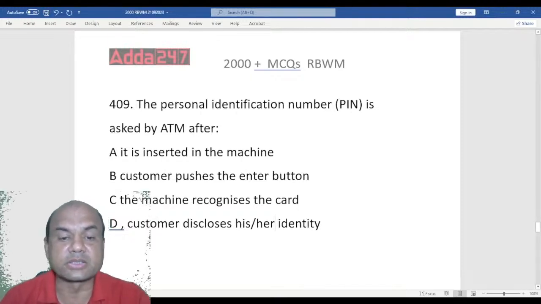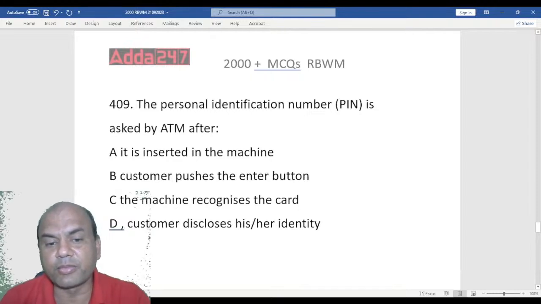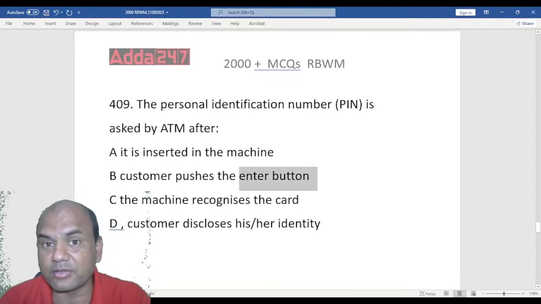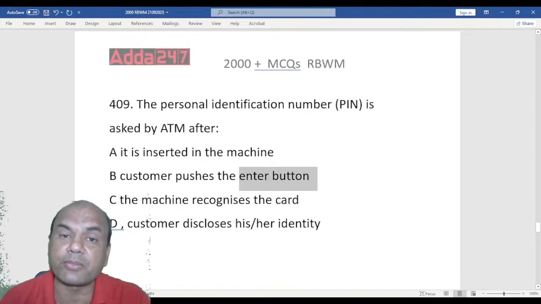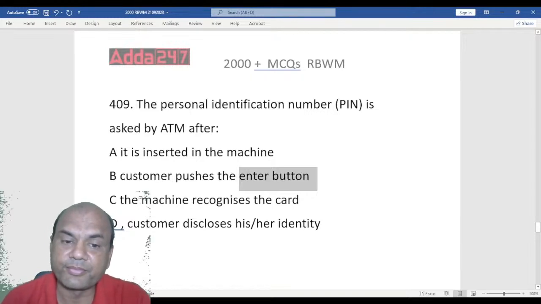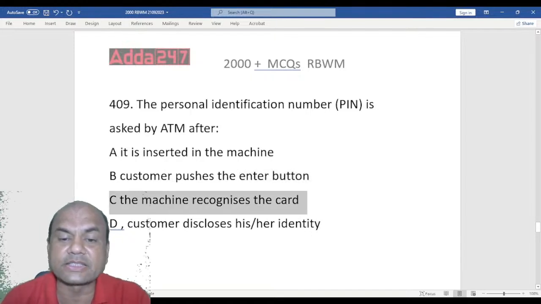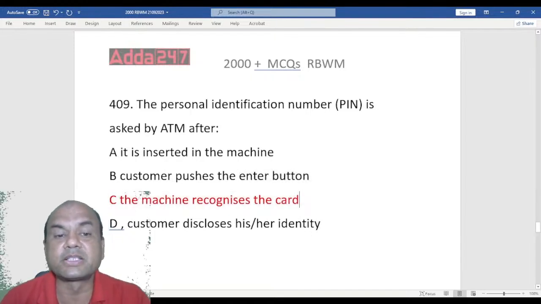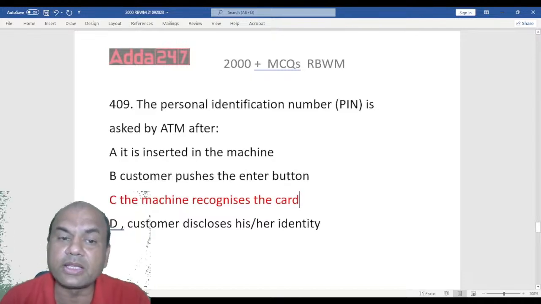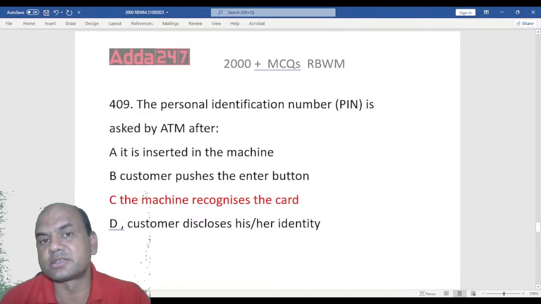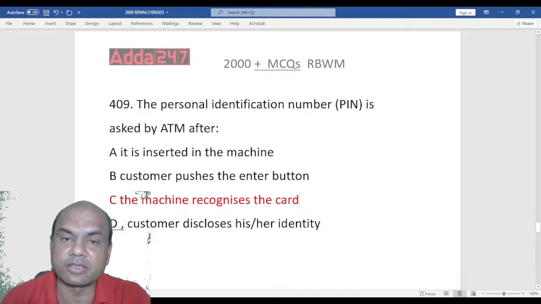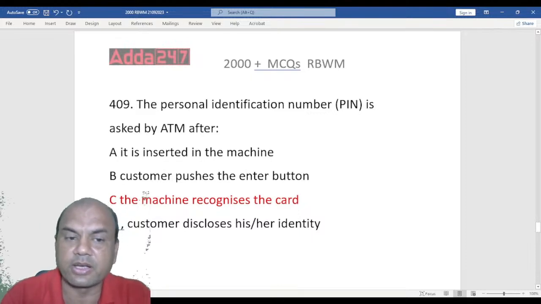After the customer pushes the enter button, now this is a tricky one, because we must know each and every step of that ATM. What do you think is the answer? See, the machine recognizes the card. This is the right answer. When the machine recognizes this card, only then the PIN number is asked. Before recognizing the card, the ATM will never ask for your details.